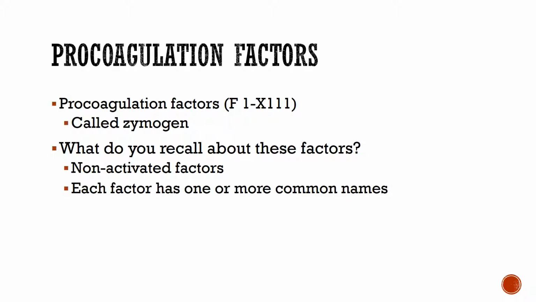Each factor has one or more names. They have been assigned Roman numerals 1 through 13. If they're activated coagulation factors, the Roman numerals will be followed by a small a. Good job on those 3 recall items.